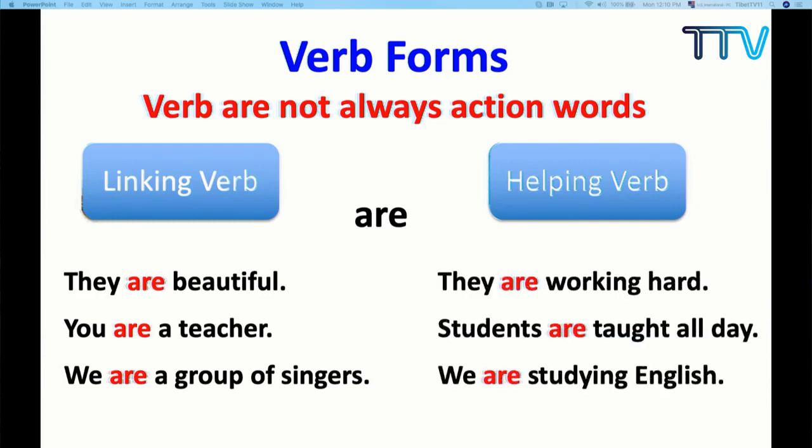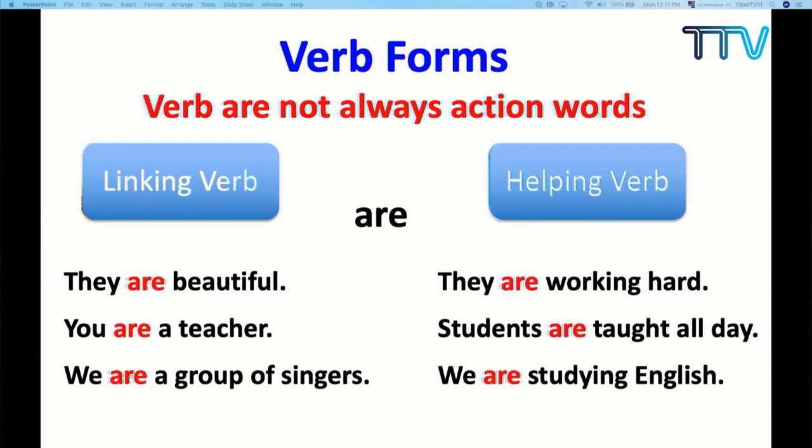Now let us look at the other one. They are working hard. Are, do you see any principal verb? Working. Now this is a helping verb. Students are taught all day. Are, do you see any verb here? Yes, taught. So are is a helping verb. We are studying English. Are, what is this? This is a helping verb. Why? Do you see any principal verb? Yes, studying. This is how we identify whether this word is used as a linking verb or as a helping verb.